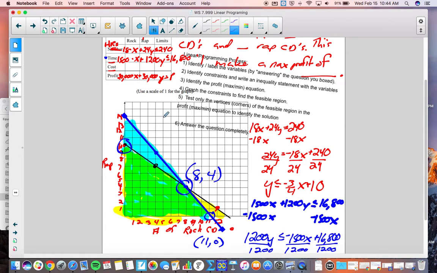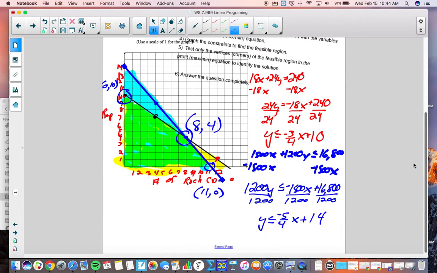Now you could test 0, 0, but we know we make money on these things, so it'd be silly not to make any when we can make money and still be within our constraints. So then we just test our profit equation, which if you look back up, is 20,000x. This is our profit. Well, did they say profit or did they call it just gross income? So we test these 3 points.